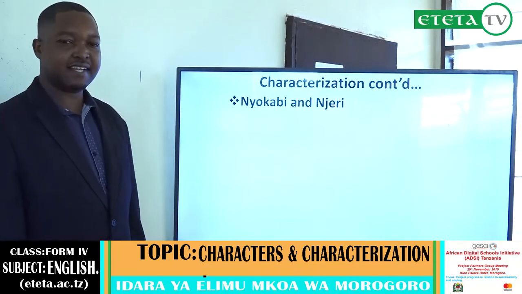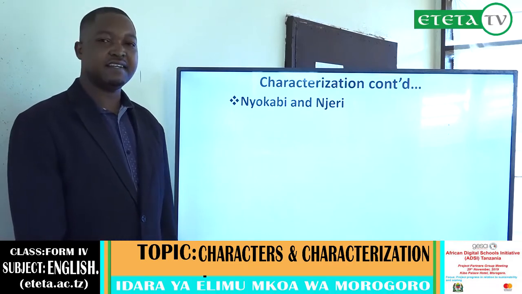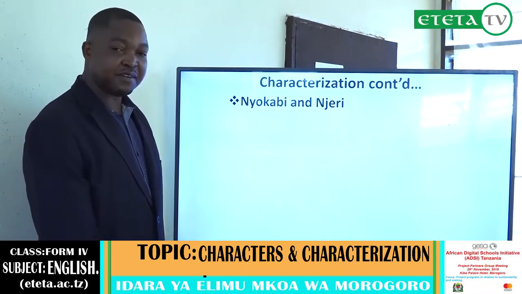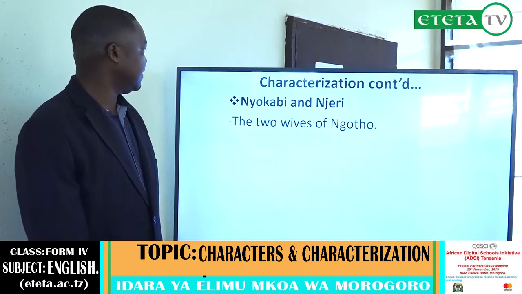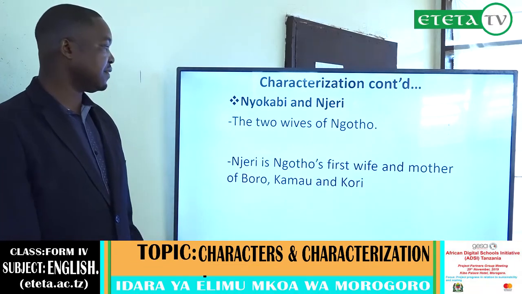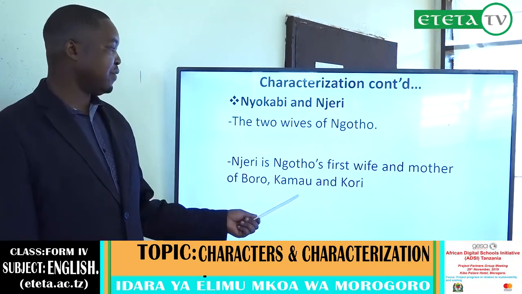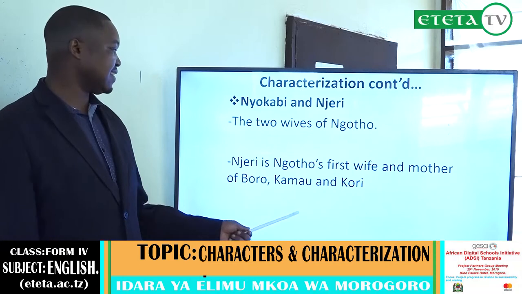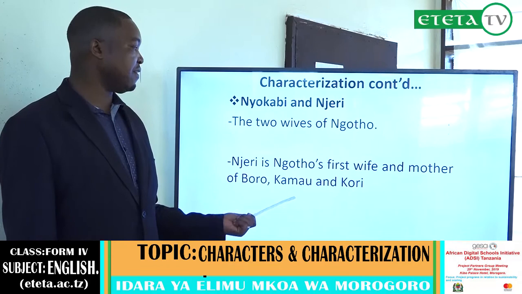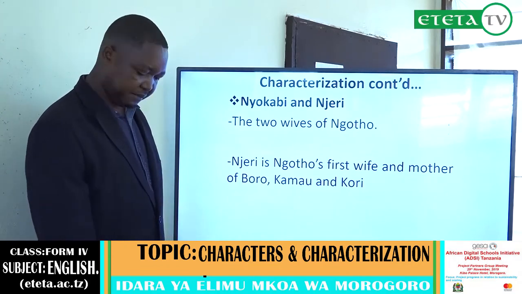Another character in our novel Weep Not Child is Nyokabe and Njeri. I hope you remember these two, Nyokabe and Njeri. These are Ngoto's wives, the two wives of Ngoto. And Njeri is Ngoto's first wife and the mother of Boro, Kamau, and Kori. These are brothers to Njoroge, but they belong to another mother, that is Njeri.